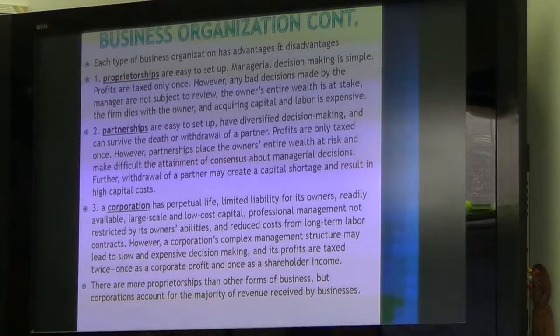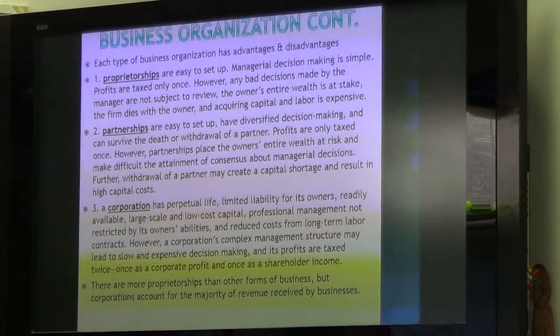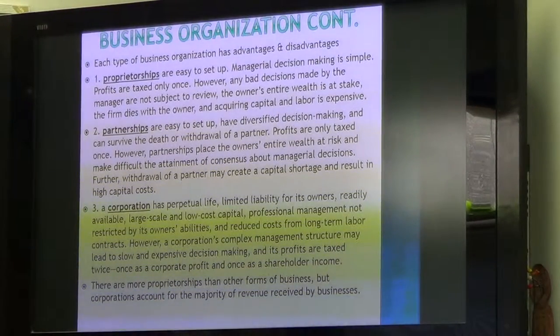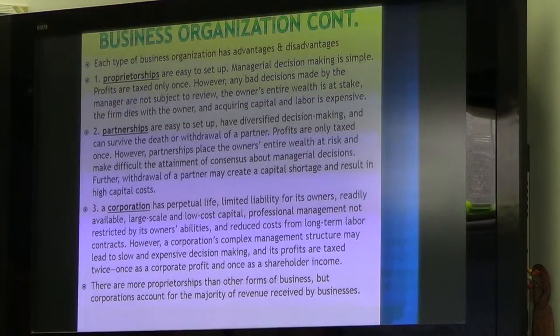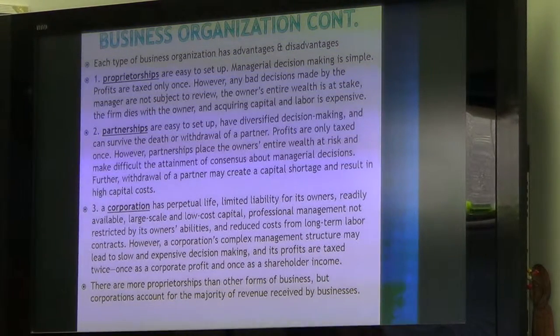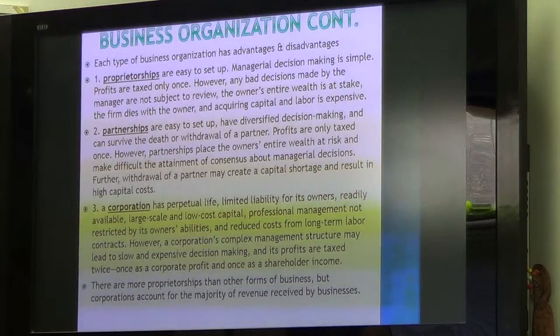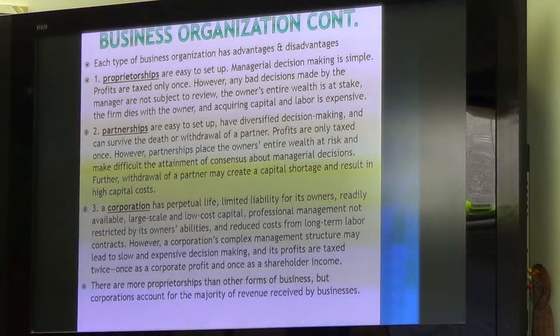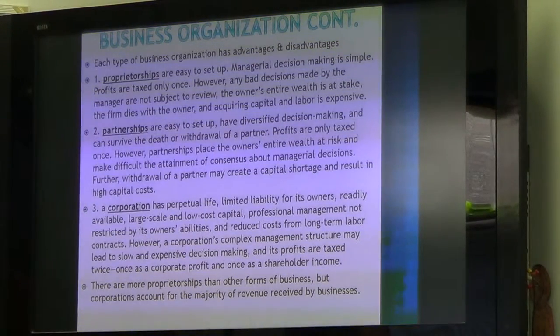Yesterday we said that each type of business organization has advantages and disadvantages. So proprietorships are easy to set up. There's managerial decision making, which is simple. Profits are taxed only once, which is nice. However, any bad decisions made by the manager are not subject to review. So the owner's entire wealth is at stake with a proprietorship. The firm dies with the owner, and acquiring capital and labor is expensive.